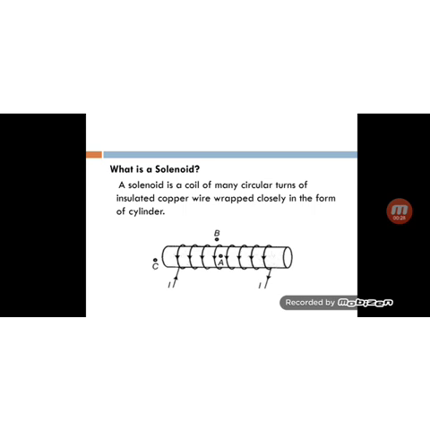Insulating material means you can take a cardboard or a plastic board and use it in the form of a cylinder to form the solenoid.